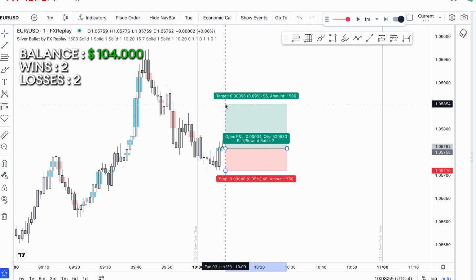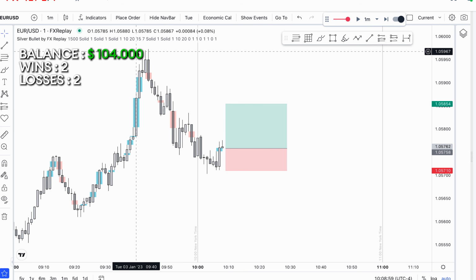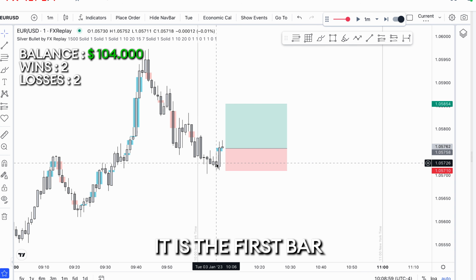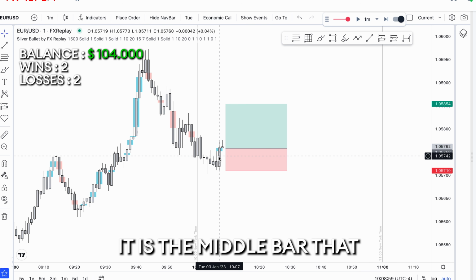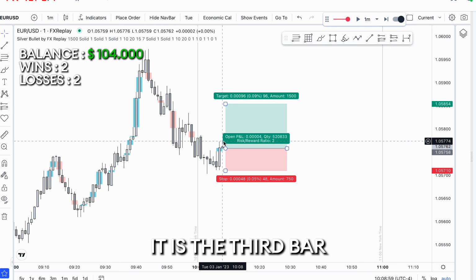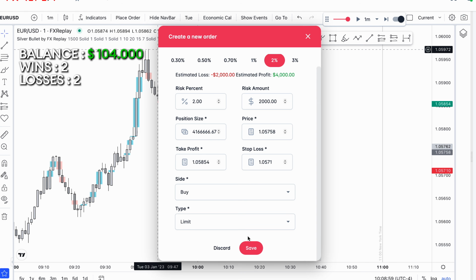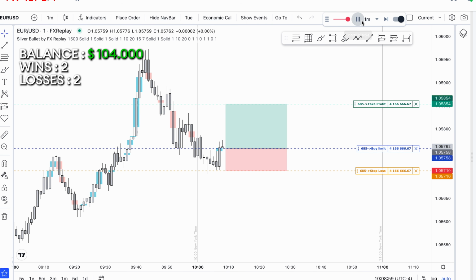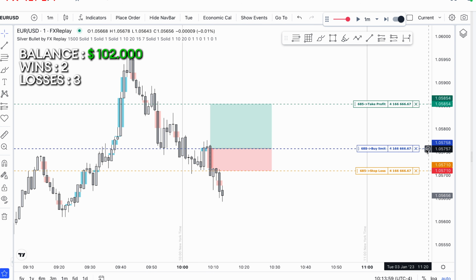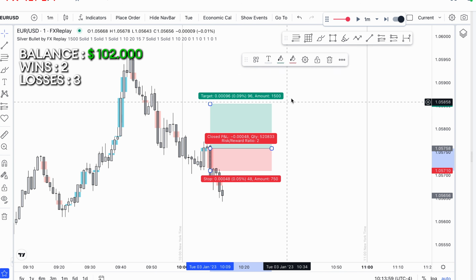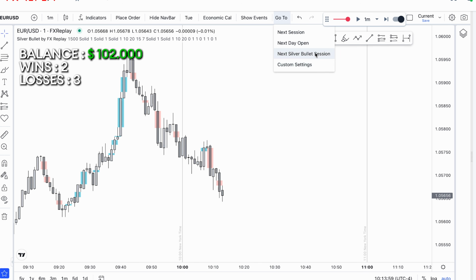And remember guys, fair value gap is not that gap right here. Fair value gap is a 3-bar formation. So it is the first bar that creates a fair value gap. It is the middle bar that creates the imbalance, and it's the third bar that closes the fair value gap, right? That is the fair value gap, 3-bar formation. So place the order, 2% risk. Let's go. Okay, we're immediately stopped out. That's not a problem at all. We're still up 2%. Let's go to the next silver bullet session.